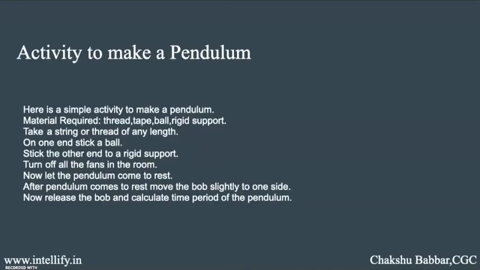Now we have to turn off all the fans so that air cannot displace the bob. Now when the bob comes to rest, move the bob slightly to one side and release it. When we release the bob, it performs oscillatory motion. Now we have to calculate the time period of the pendulum. This is the activity for today.